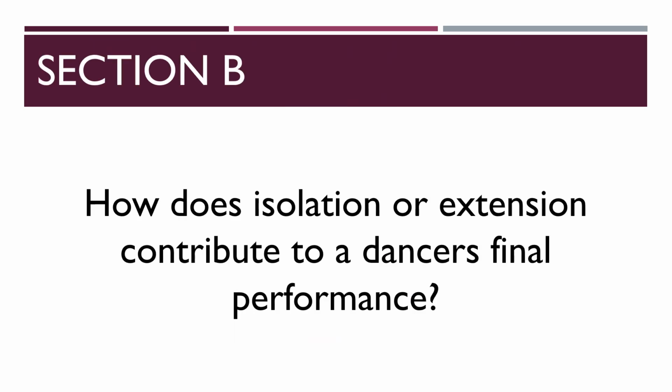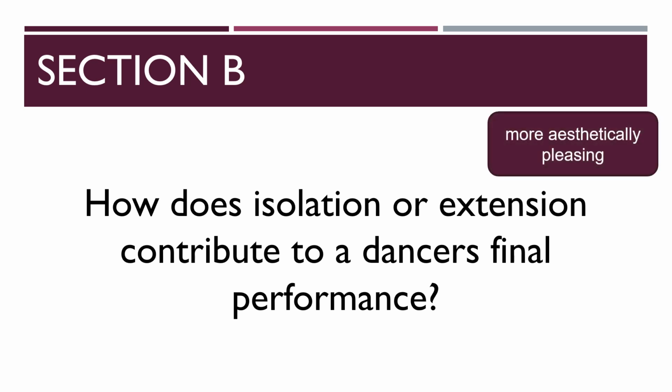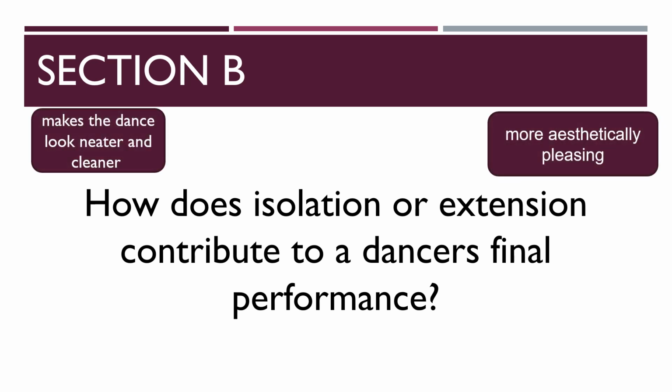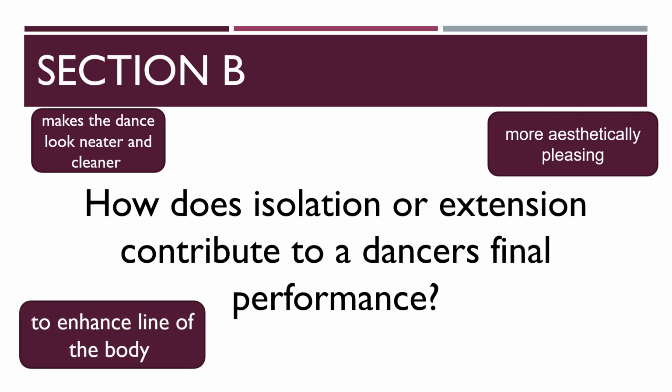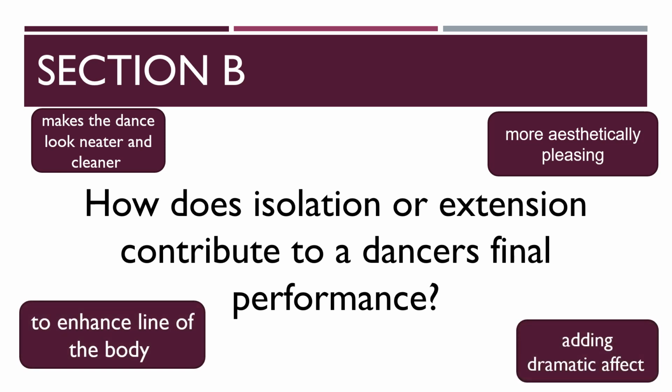Okay, and lastly, we're just looking at section B. So all what we've just done is section A, but you could also be asked about physical skills in section B of the paper. So we're kind of thinking about how does isolation or extension contribute to a dancer's final performance. So we could say stuff like it's more aesthetically pleasing, makes the dance look neater, cleaner, to enhance the line of the body, adding dramatic effect, these kind of things.